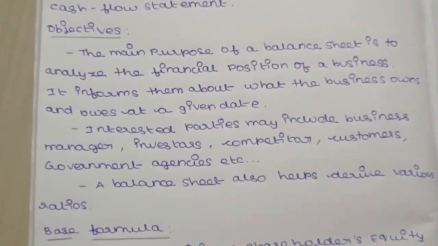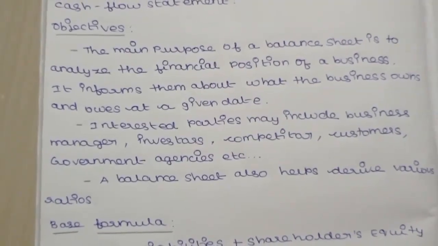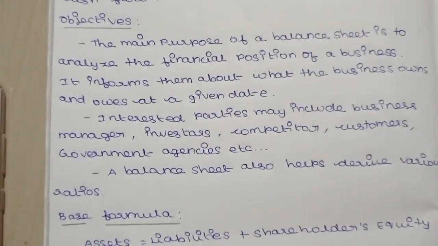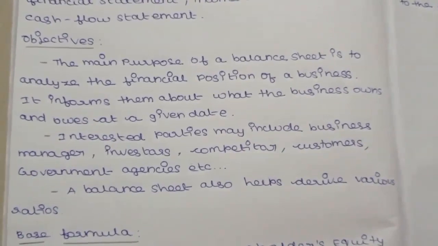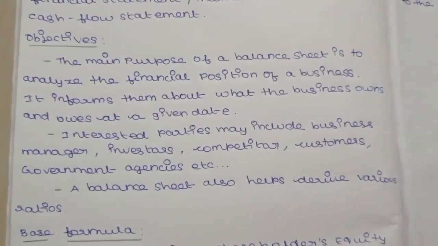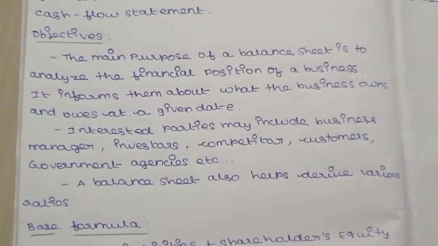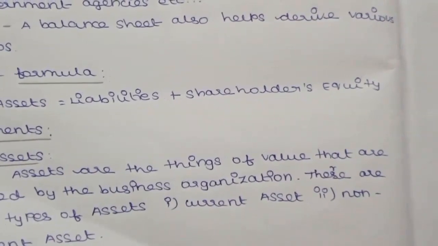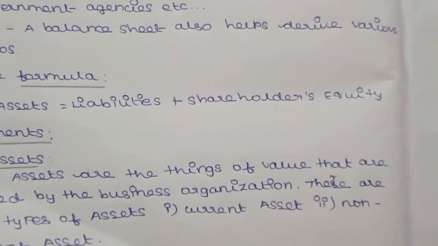Interested parties may include business manager, current investor, potential investor, competitor, customer, supplier, labor union, government agencies. A balance sheet also helps to derive various ratios such as equity debt ratio, asset test ratio. These help investors understand the financial health of the business. The basic formula for the balance sheet is asset is equal to liability plus shareholders' equity.